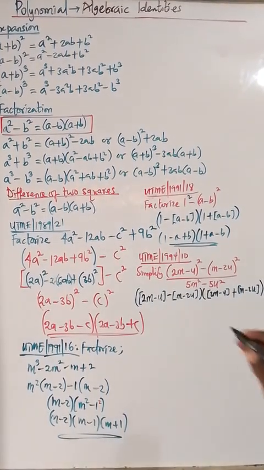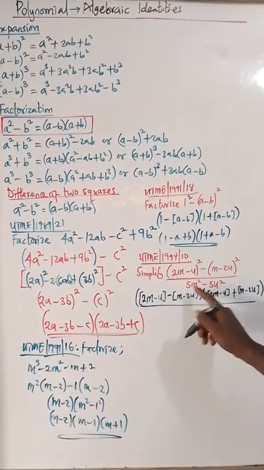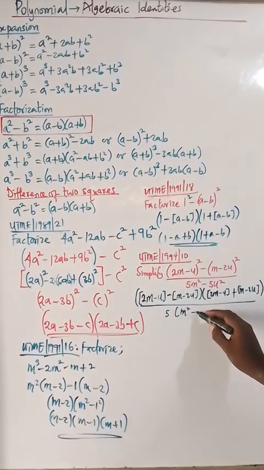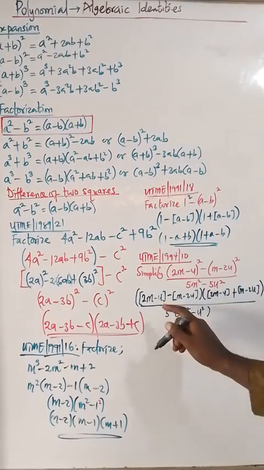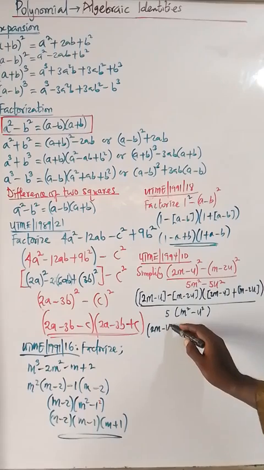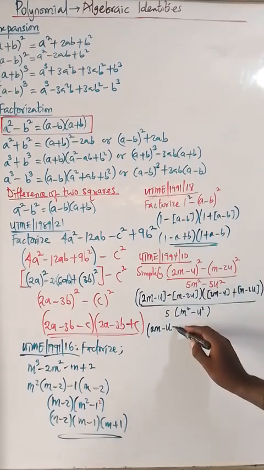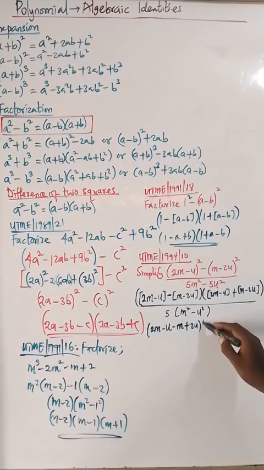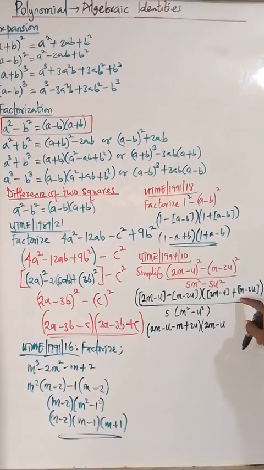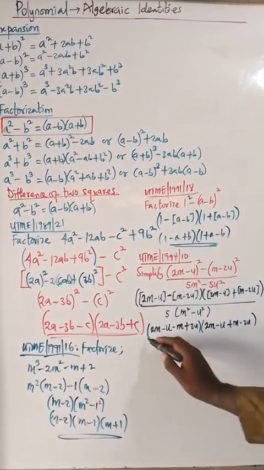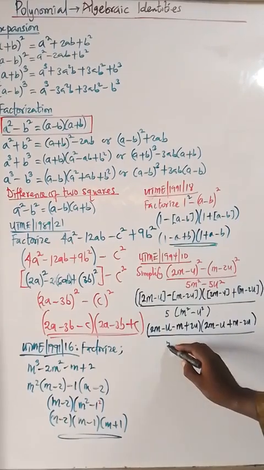Okay, denominator. At the denominator, 5 is common. We can bring out 5. We'll be left with m squared minus u squared. Then for the numerator, for this first bracket, we are having 2m minus u. This minus affects m, minus m. Minus with minus, plus 2u. Then the second one here, we have 2m minus u, then plus m minus 2u, divided by, we have 5 here.